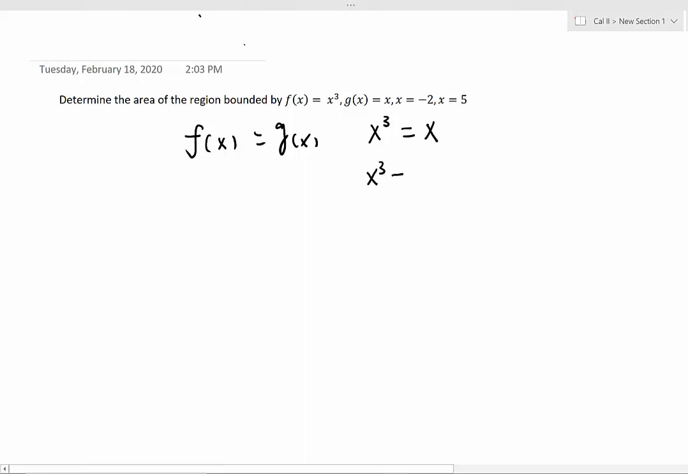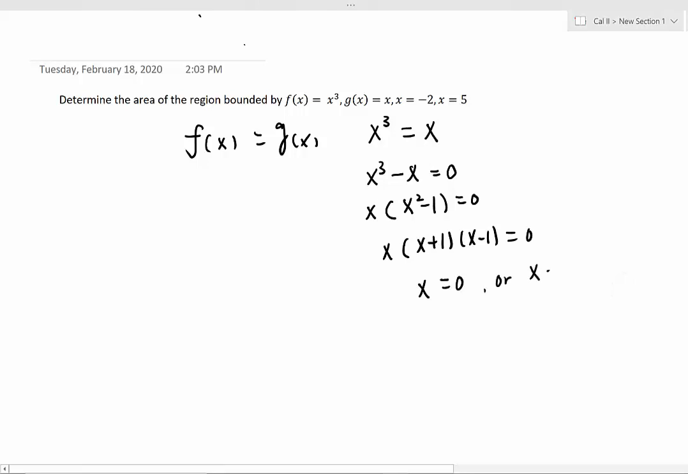I'm going to subtract x from the right side. Let's do the basic factoring. Factor x, I'm going to have x squared minus 1. Let's do the difference of squares. I'm going to get x plus 1, x minus 1 equals 0. Now I get three solutions. So it could be 0, it could be -1, it could be 1.